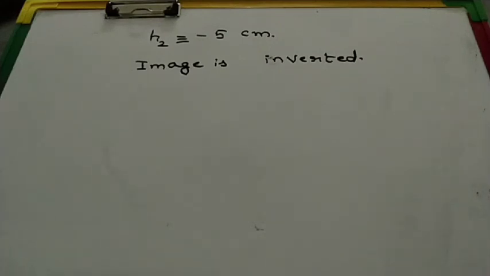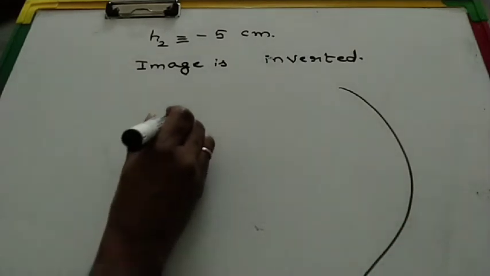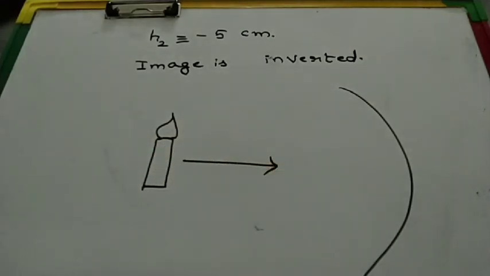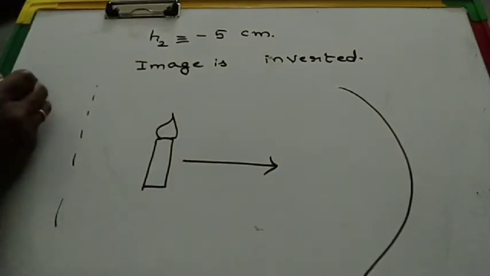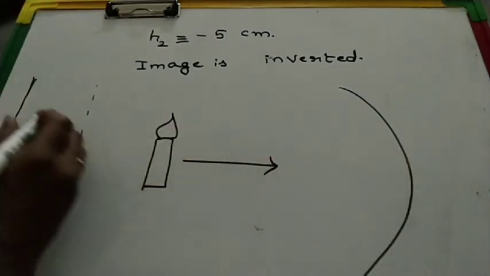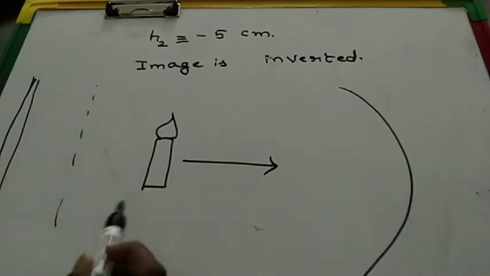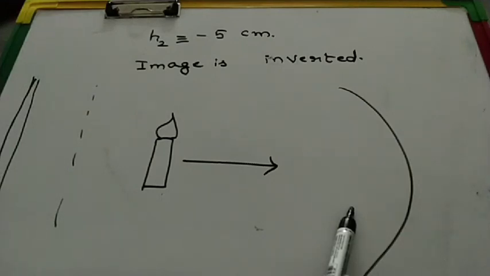Now, is the question completed? No, not at all. When the candle is moved closer to the mirror, here there is a candle. If the candle is moved towards the mirror, then what happens? The screen has to be moved away from the mirror. Consider here the screen is there. That screen should be moved away from the mirror. Because whenever the candle is moved towards the mirror, obviously the image is magnified and falls on the screen, so the screen should be far away from the mirror.